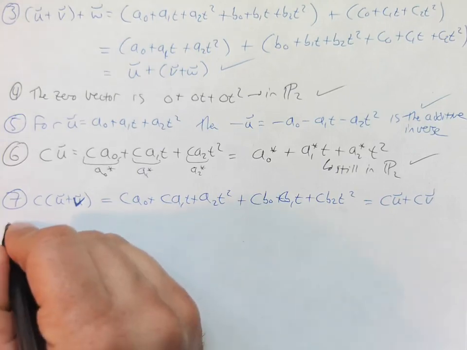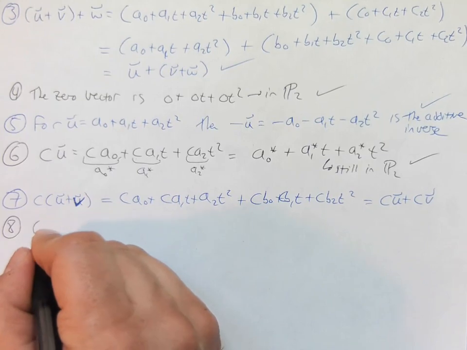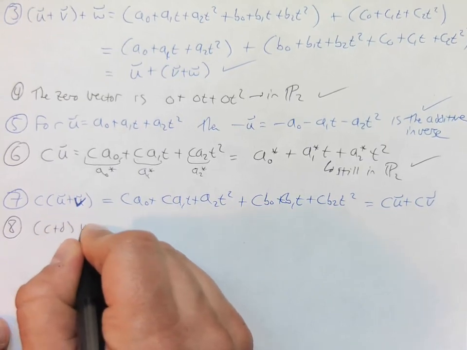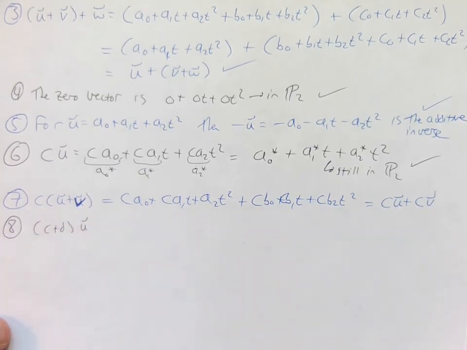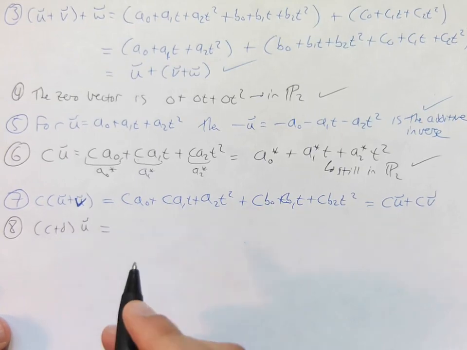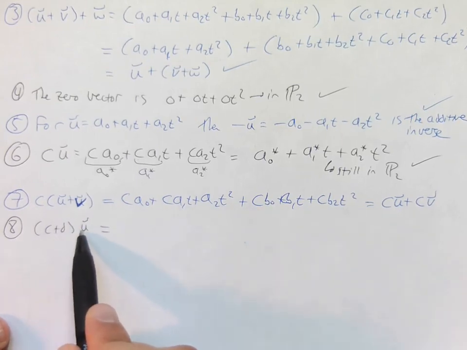And we would do a very similar thing with 8, right? So 8, we want to show this can be distributed. And the way we would do this is we would distribute the constant through u first.